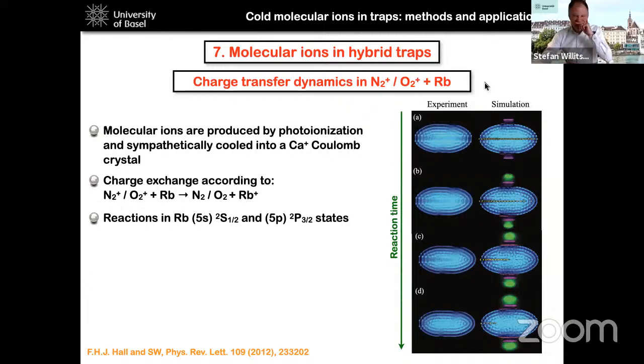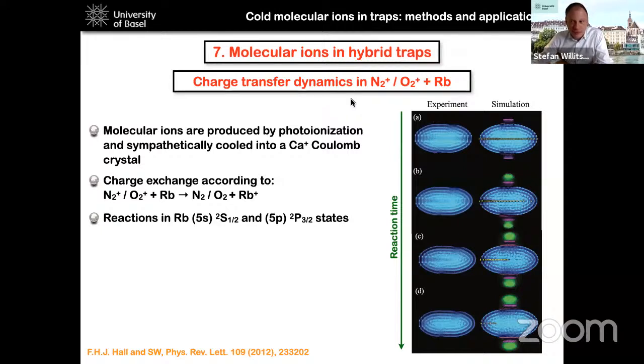Yeah, okay, very good. So just very quickly and very briefly, all of the experiments that I have been talking about so far were dealing with atomic ions and ultracold atoms. And a couple of years ago, we and then also other groups started to introduce sympathetically cooled molecular ions into these hybrid trap experiments. And so let me just show you a few results and phenomena that one can observe here.